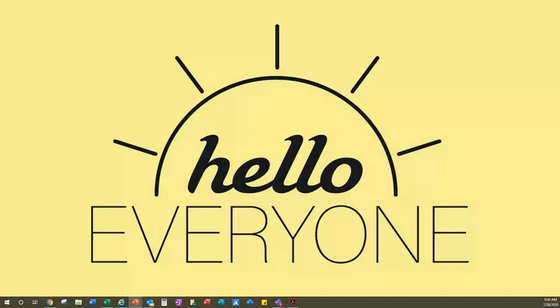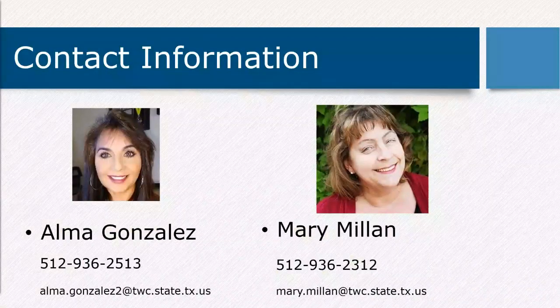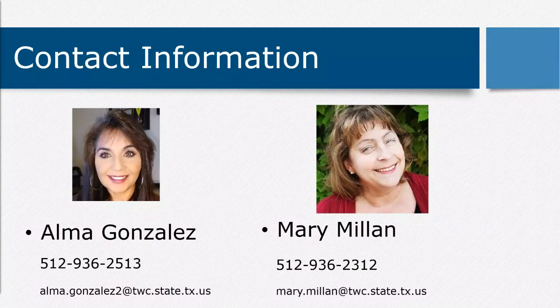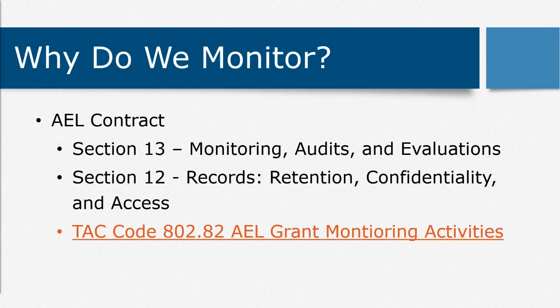So let's get started with subrecipient monitoring. Why is it that we monitor? Well, if you look at your contract, under section 12, it states that the grantee shall grant access to the right to examine, copy, or mechanically reproduce all reports, books, papers, documents, automated data centers, and other records pertaining to this contract.